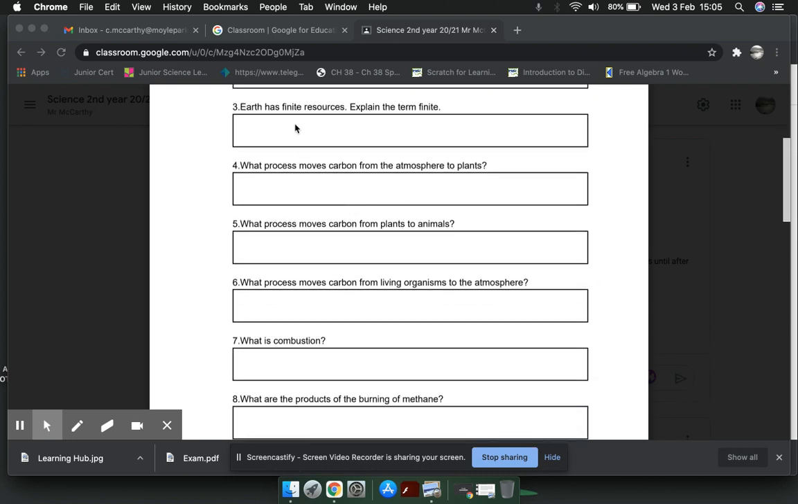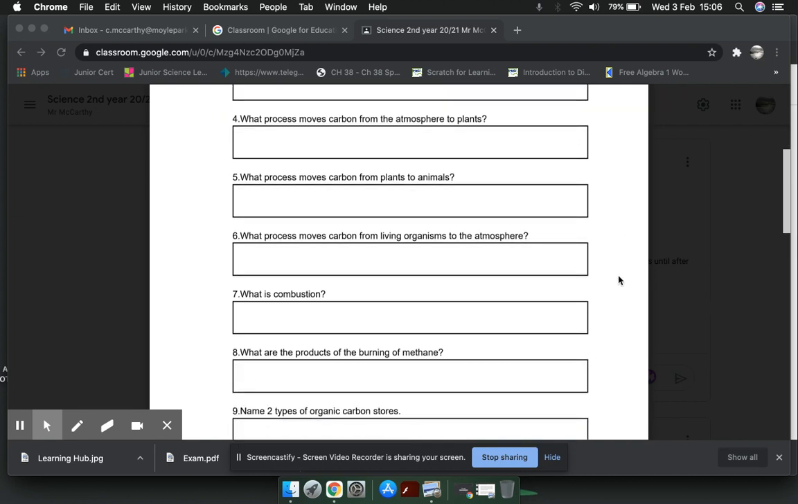Earth has finite resources. Explain the term finite resources. This means that the resources are limited, okay, limited. And that means that they are not going to replenish themselves. So you could say something like, these resources are limited. They will run out. Okay, you could also say they run out.